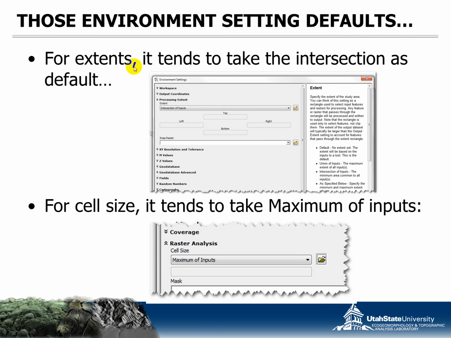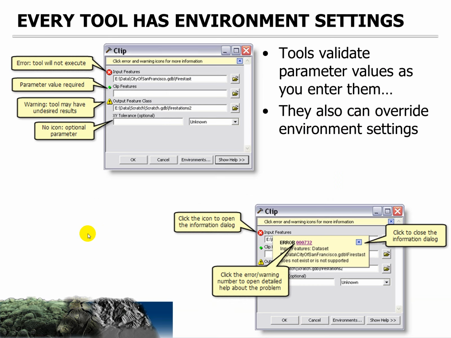And so for extents, it tends to take the intersection as the default. This tends to be the default way that it comes up with the extents it's going to use. And then for cell size, it tends to take the maximum cell size of the inputs, which makes sense. You generally don't want to subsample a raster because you don't have any data at that finer resolution, so you're not going to get anything further by subsampling it.